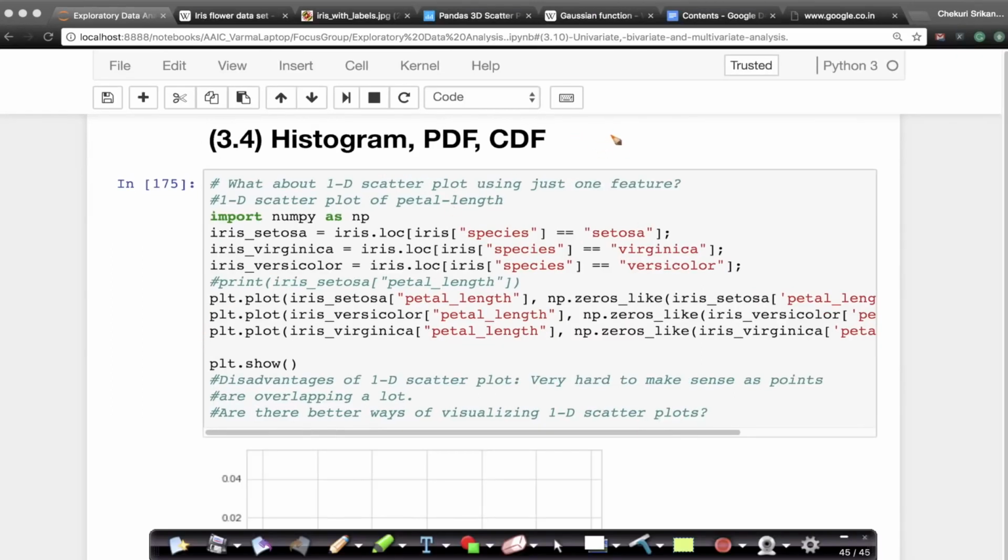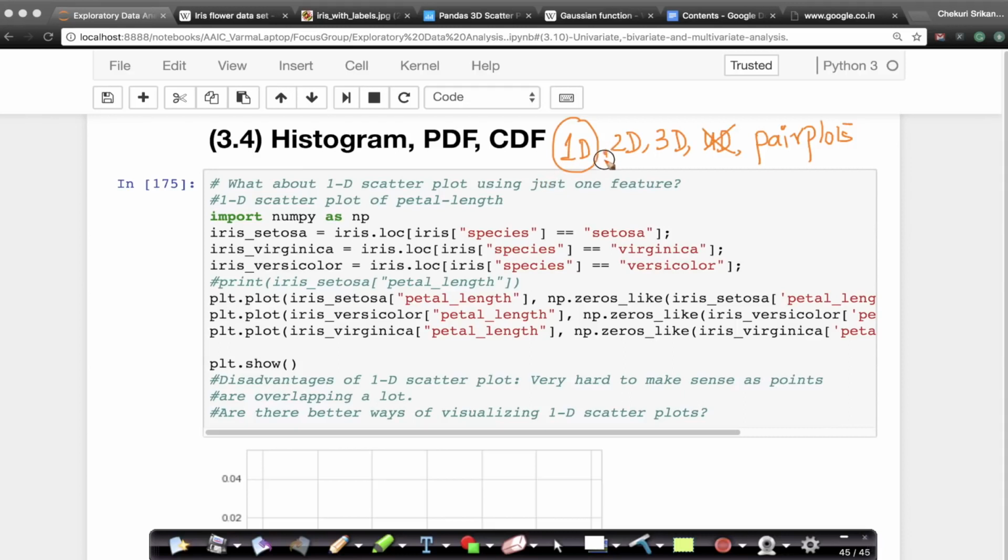So till now, we have seen 2D scatter plots. We have also seen 3D scatter plots, and we realized that we can't do 4D scatter plots, but we've seen pair plots and things like that. The obvious question that must be running in your mind is, what about 1D scatter plots? We have never discussed them.